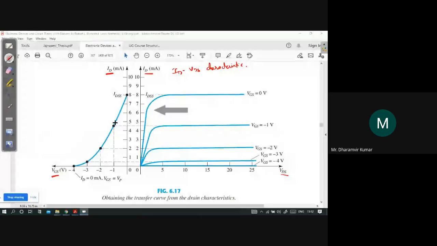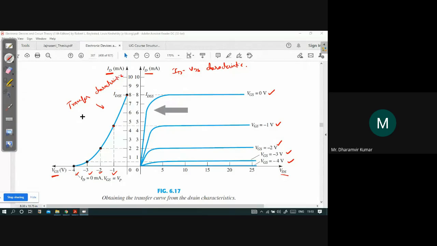And for different values of VGS, because here we had plotted the curve for VGS 0 voltage, -1, -2, -3, and -4 voltage, similarly, for 0, -1, -2, -3, and -4 voltage, the value of ID would be for 0 voltage it is like this, -1 it is this. These points we obtain, and we connect these points to obtain this curve. So this particular curve is known as the transfer characteristic.